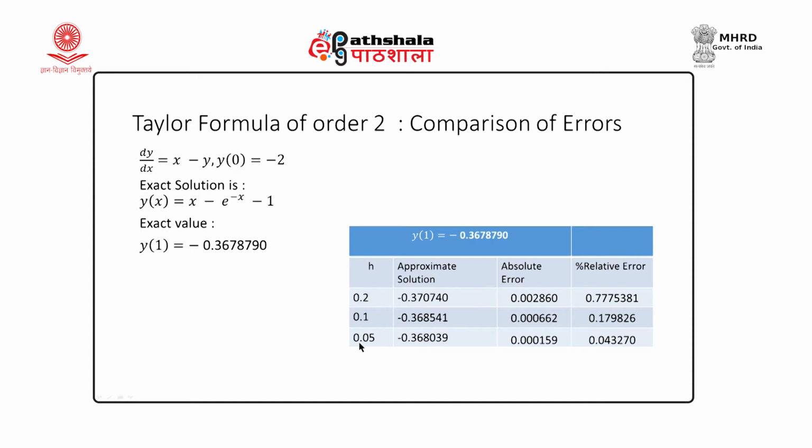So, reducing the step size improves the performance, that is what is expected and that is what is happening. The percentage relative error has come down from 0.77753881 to 0.179826 in case of h equal to 0.1, and from 0.1 to 0.05, 0.043270.